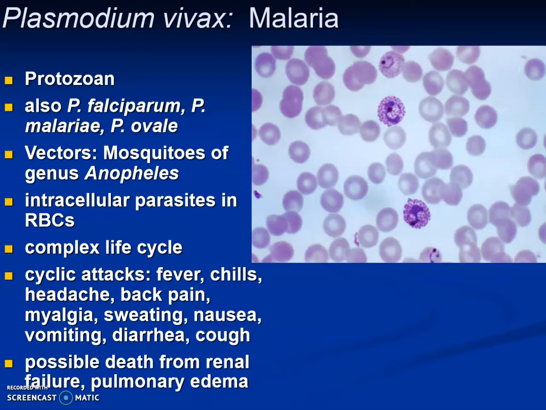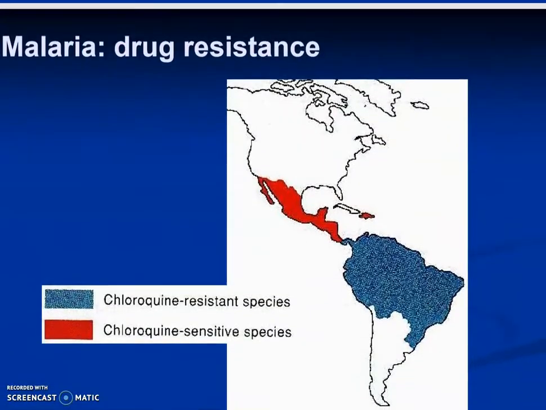apicomplexa. And people that have malaria experience cyclic attacks of fever, chills, headache, back pain, myalgia, sweating, nausea, vomiting, diarrhea, cough, all of those. It's basically the Plasmodium vivax hides in the red blood cells, and when it breaks out, they all burst out of the red blood cells together, and that causes all of these pretty severe symptoms. And people could die from malaria due to renal failure or pulmonary edema. Those are the most common causes.